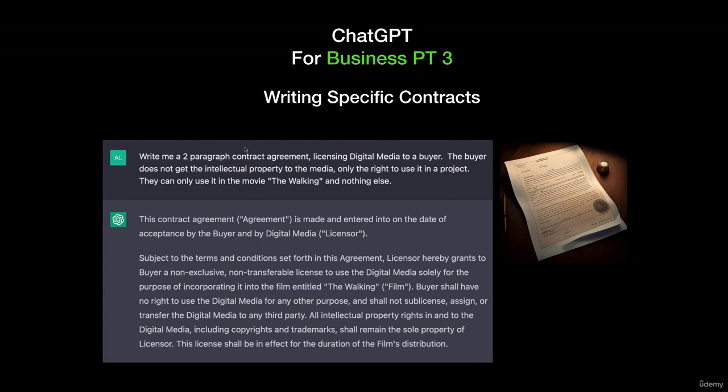So I deal with digital media a lot. So here, let's say I want to license digital media to a buyer. The buyer doesn't get the intellectual property of this, let's say, video clip, but they can use it in a project. So that's what I said. Write me a two-paragraph contract. That would probably make it longer, but licensing digital media to a buyer. The buyer does not get the intellectual property, only the right to use it in a project. They can only use it in the movie, The Walking, and nothing else.